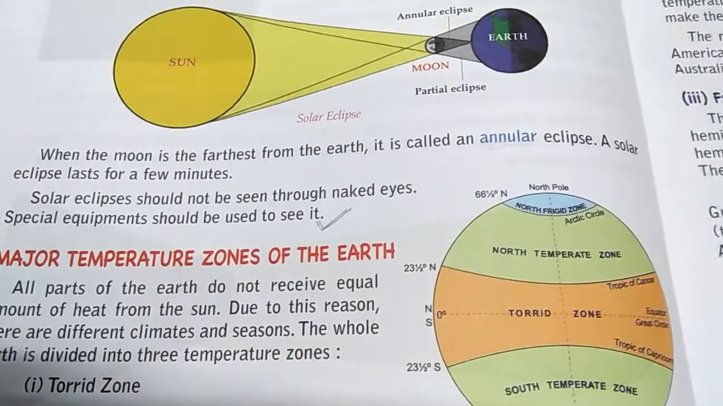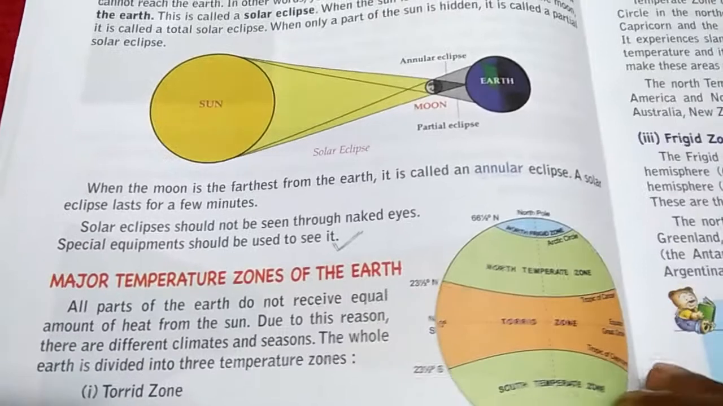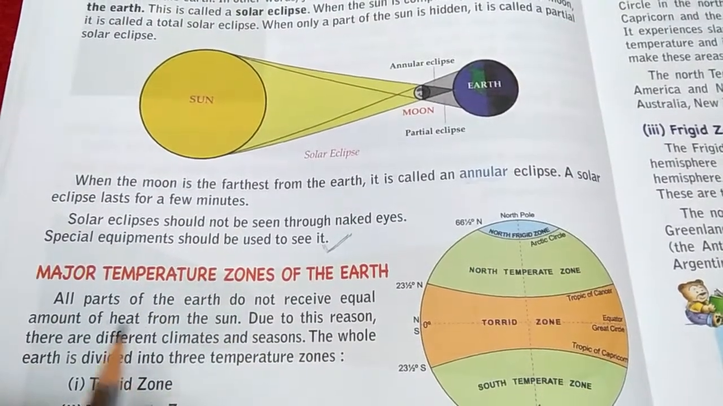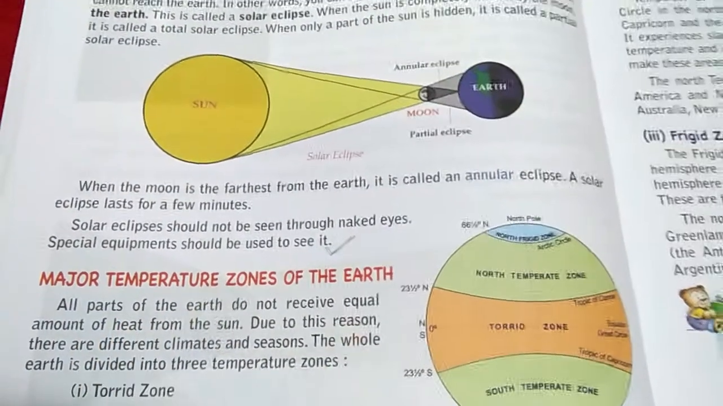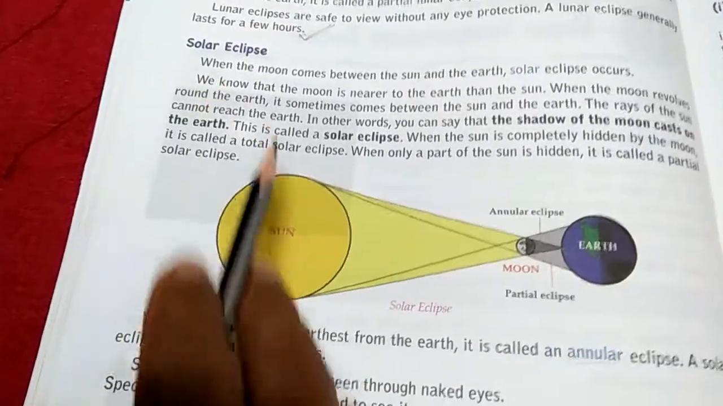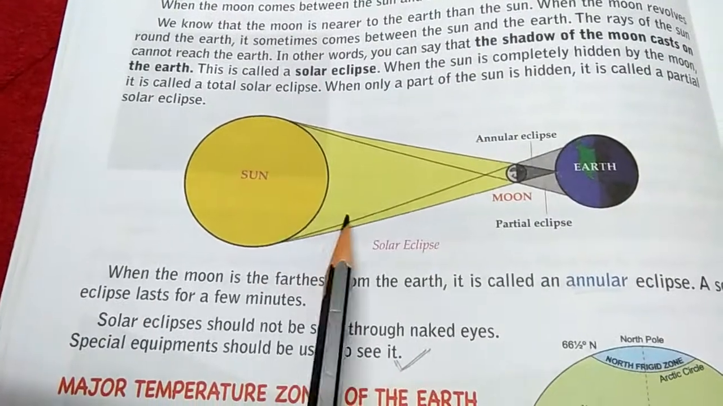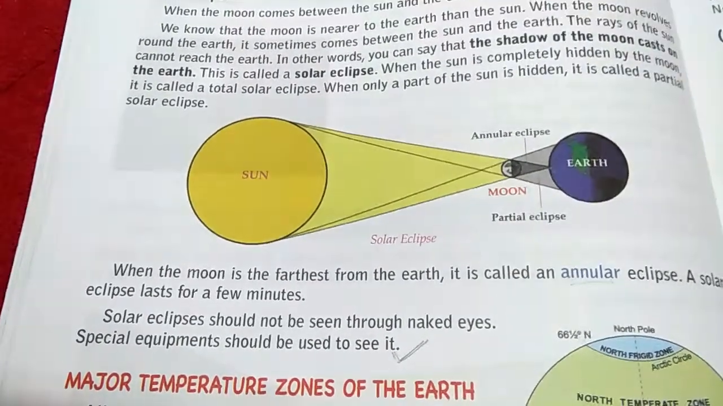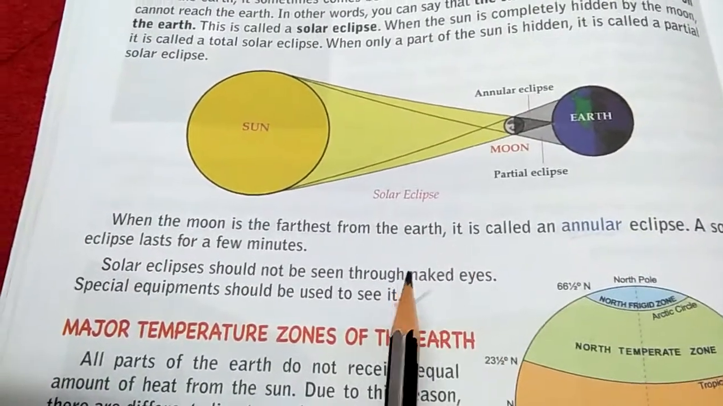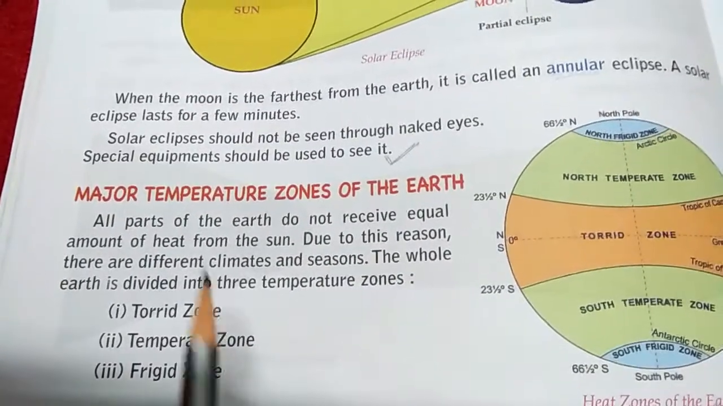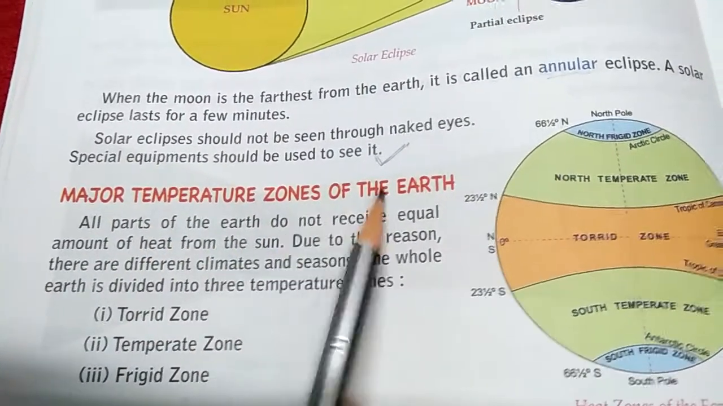Today in class 5 history, we will continue the eclipse chapter, that is eclipse and major temperature zones. In my previous video, I had explained about the solar eclipse and I had asked you to draw this diagram. I hope all of you have drawn that diagram and you have understood about the solar eclipse. Now we go to the second part of this lesson, that is about the major temperature zones of the earth.